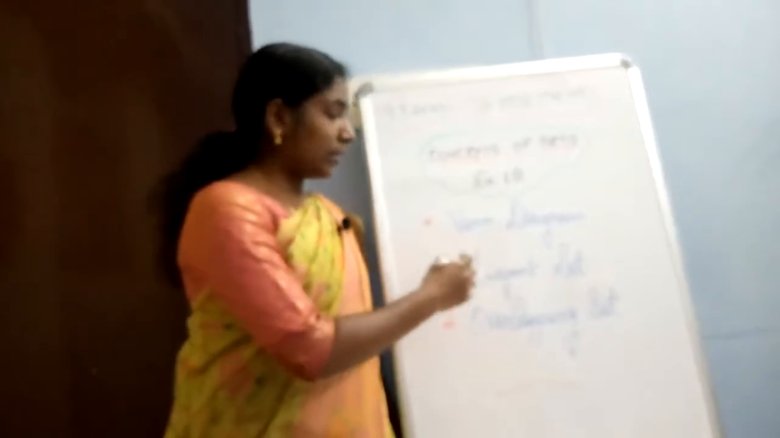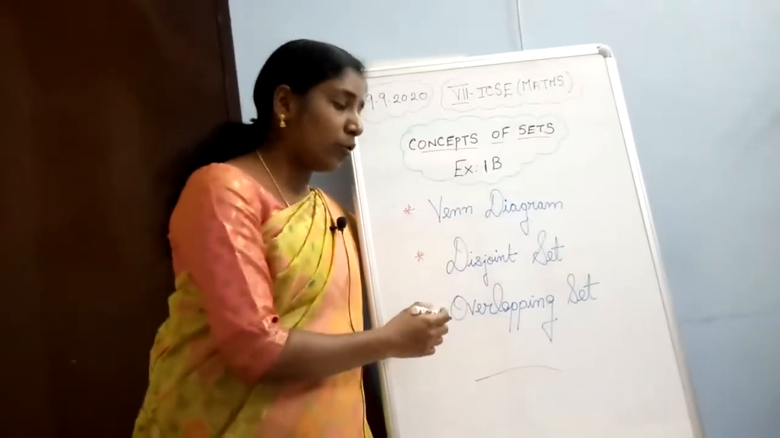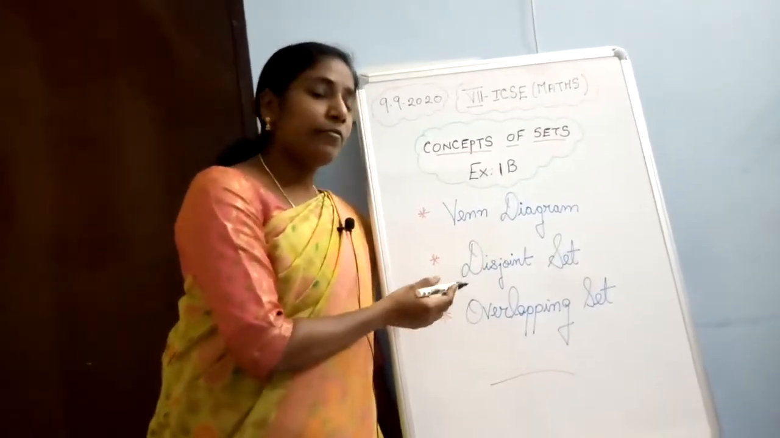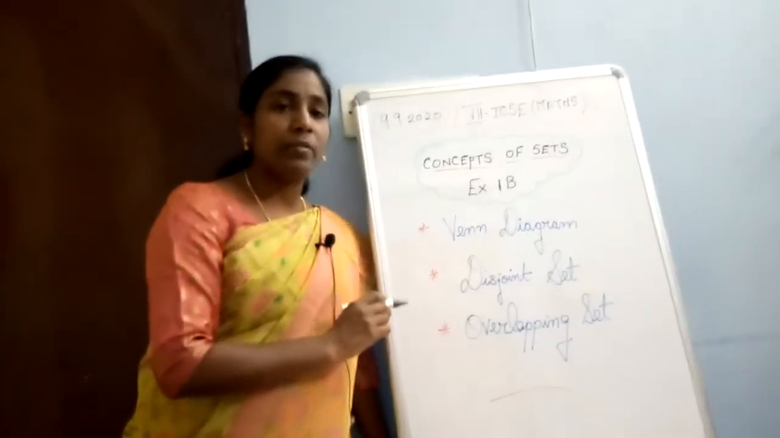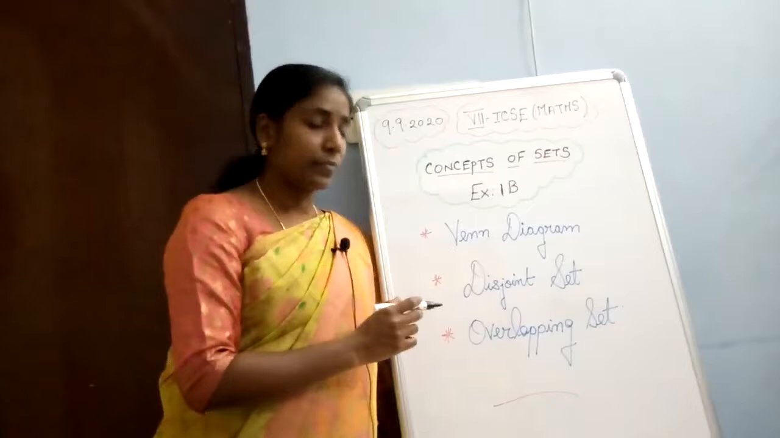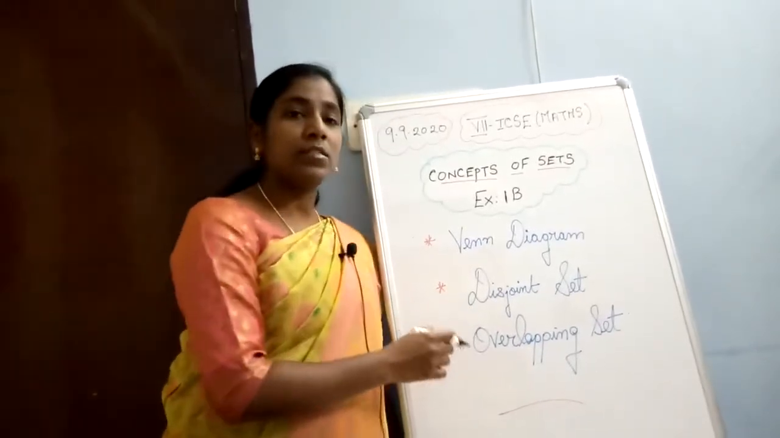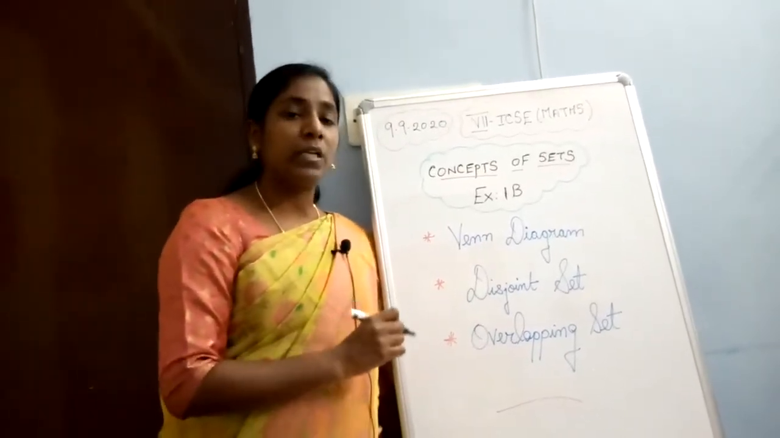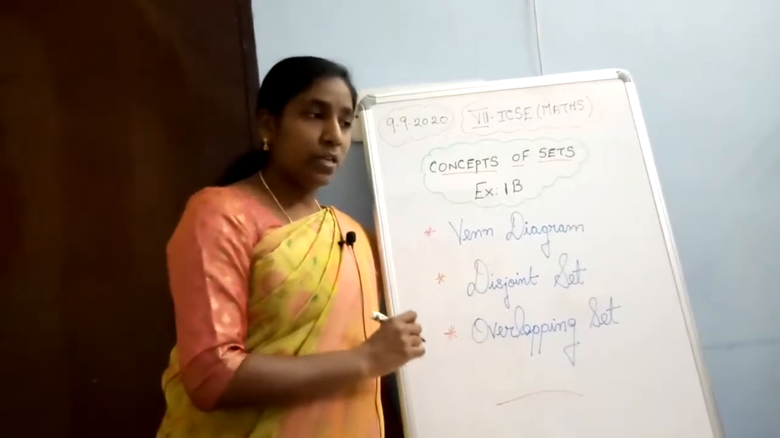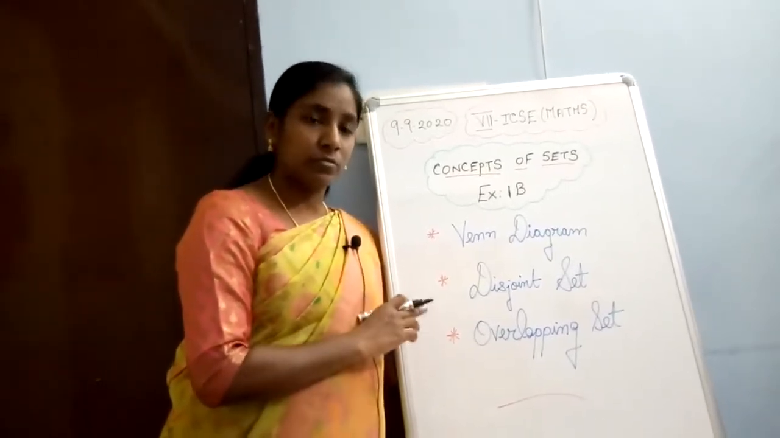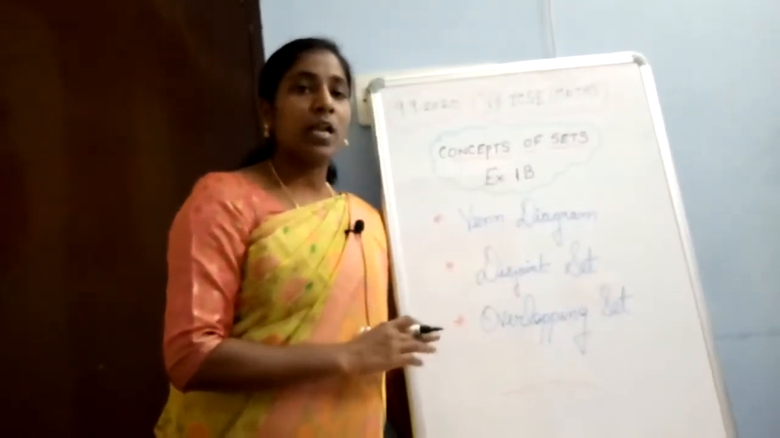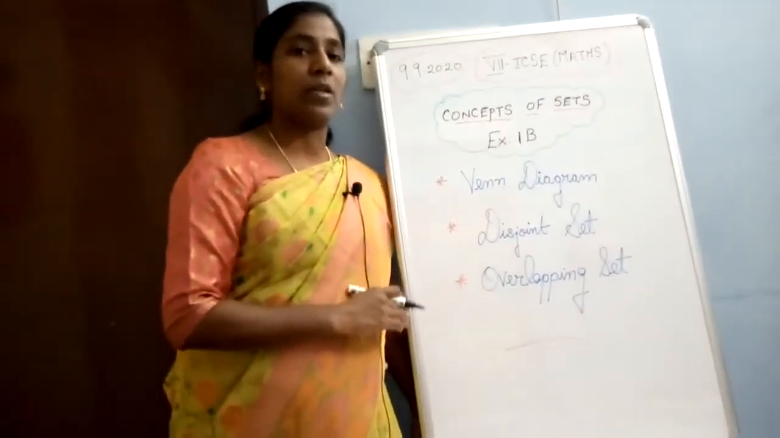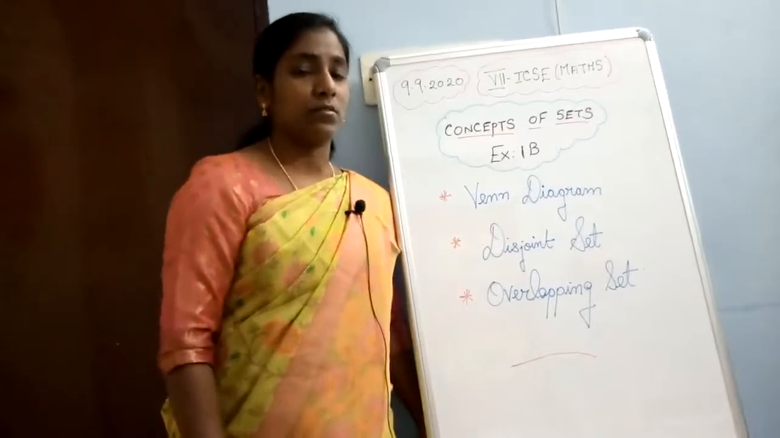And the next one is disjoint set and overlapping set. The meaning of disjoint is you will not have any elements common between two sets. And similarly, overlapping means there will be a common element between two sets. So based on these concepts, we are going to work out the sums in exercise 1B, students. Go through the video carefully, understand the concept. And now we are going to start with the sums.